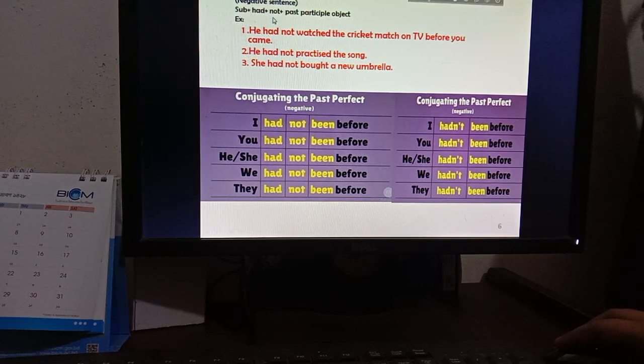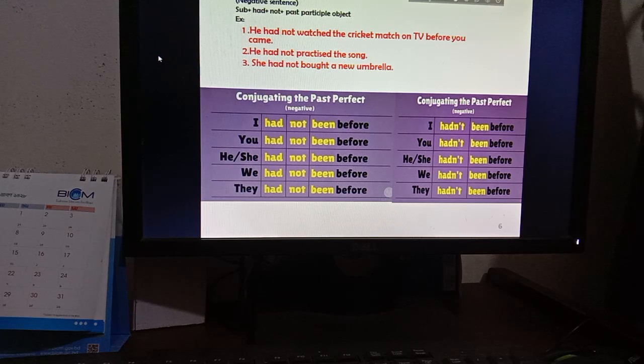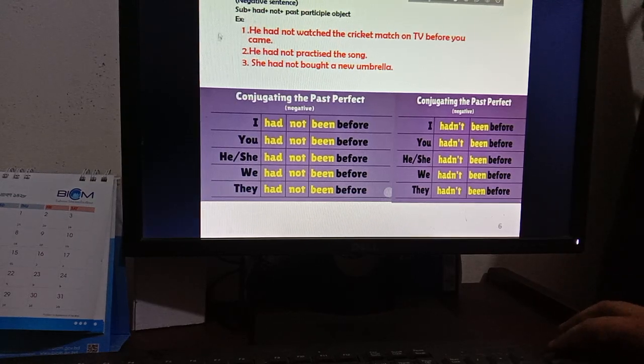Okay, in negative sentence we have to use not, and in positive sentence we don't need to use not. Okay, so example, he had not watched the cricket match on TV before you came. So there are two actions. First of all, he had not watched the cricket match on TV. This is the before action, that's why this is the past perfect tense, and you came, this is the later action, that's why this is the past indefinite tense.